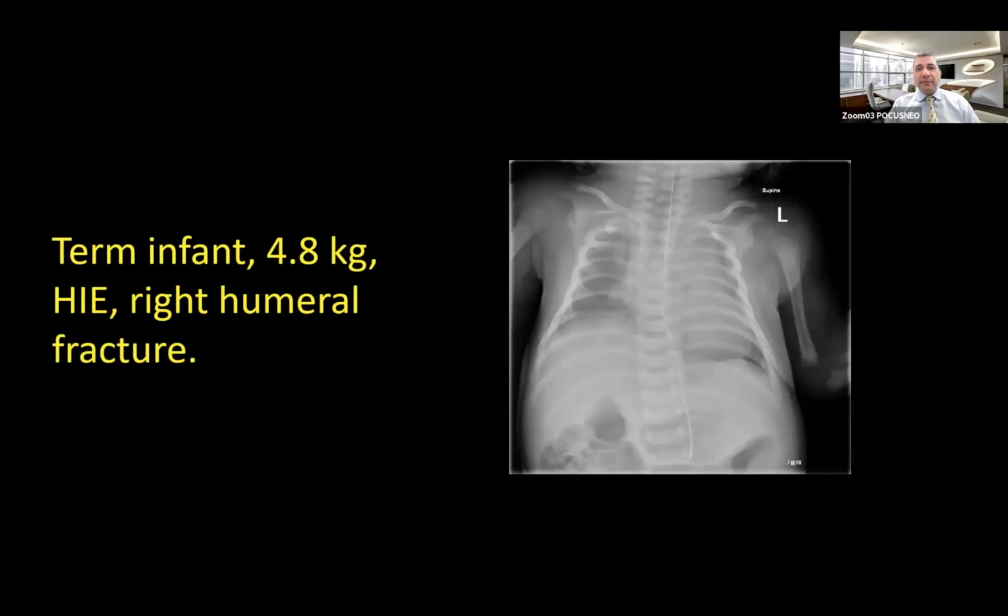Let us now speak about our presentation or our session. We are now talking about diaphragmatic excursion. If you look at this X-ray, you might be convinced that there is diaphragmatic paralysis or eventration of the diaphragm because you have more than 2 spaces between the left and right side. This is a term infant, 4.8 kilogram, HIE, with a humeral fracture. So we already have evidence of birth trauma.